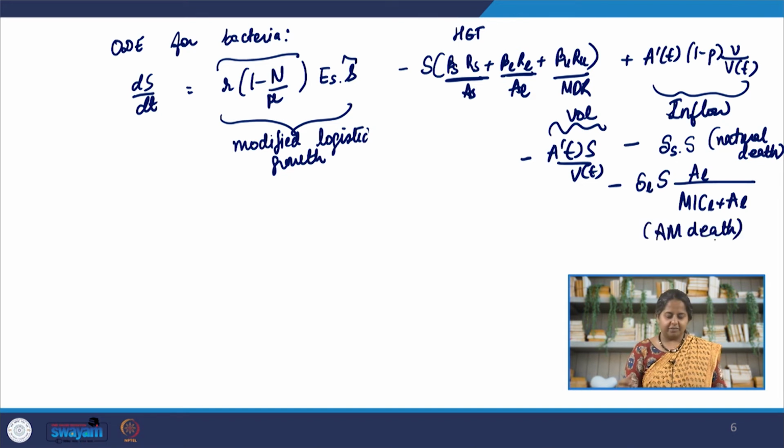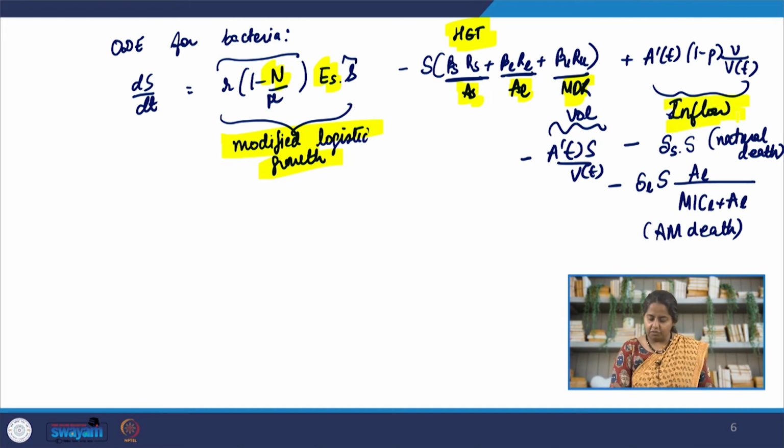Let me highlight what each of these terms mean, because this is very important when you're doing empirical modeling. You write all the phenomena and you try to understand the best way to model these phenomena. So this is modified logistic growth. The modification is here and we'll talk about it. This is known as the Hill's modification. And then we have horizontal gene transfer. We have 3 different kinds of bacteria, resistant bacteria transferring their genes to the sensitive bacteria, which give them resistance against AS, AL and MDR, multi-drug resistant.